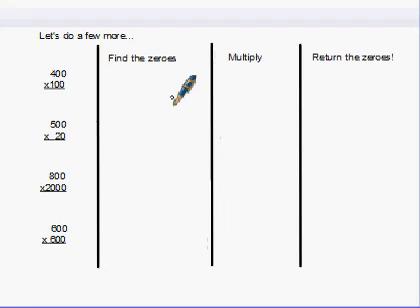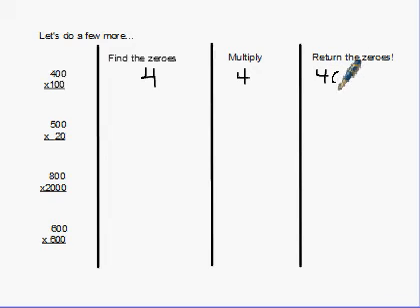Let's do a few more. Find the zeros, multiply to find your answer, and then put those zeros back in. Go ahead and pause the video, do that, and when we come back, we'll check our answers. Alright, here we go. We've got 4 zeros. We multiply 4 times 1 to get 4. And when we return them, we have our answer of 40,000.